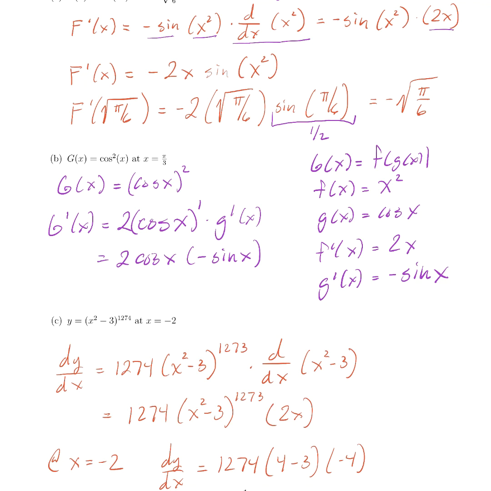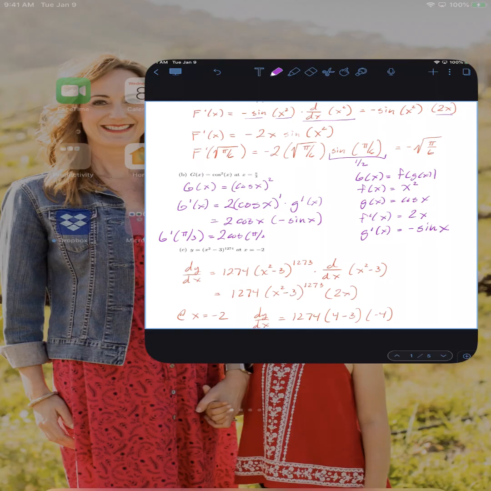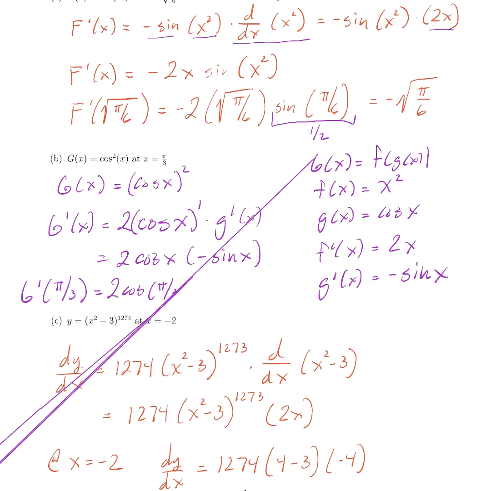Then we want to evaluate that at pi over 3. So G prime of pi over 3 is 2 cosine of pi over 3 times negative sine of pi over 3. Let's see, cosine of pi over 3 is 1/2, and sine of pi over 3 is root 3 over 2. So that looks like negative root 3 over 2.